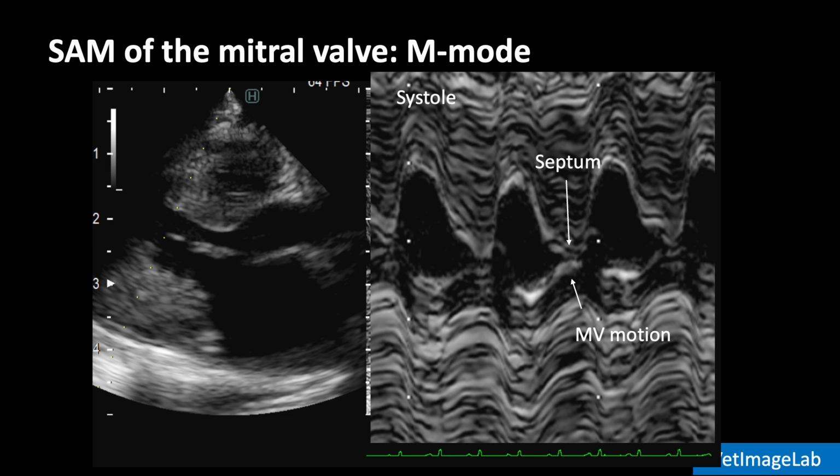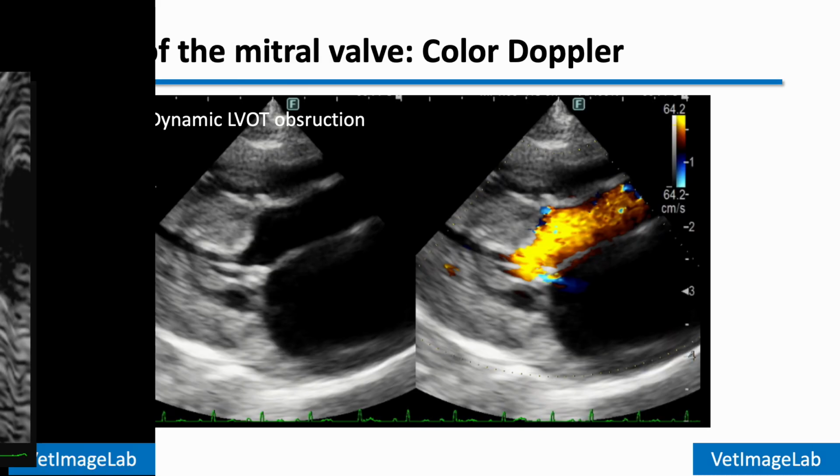During systole, you can see the anterior mitral leaflet moving closer toward the septum and contact the septum during mid to late systole. M-mode is especially useful for determining the timing and duration of septal contact throughout the cardiac cycle. But I recommend using B-mode because slowly scrolling through cine loops often makes it easier to identify SAM.